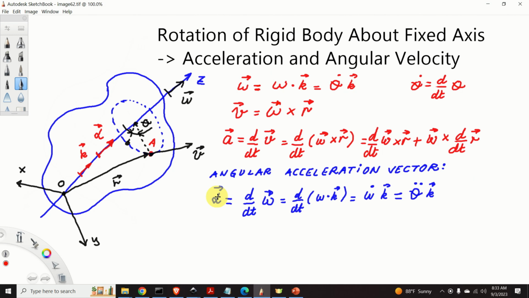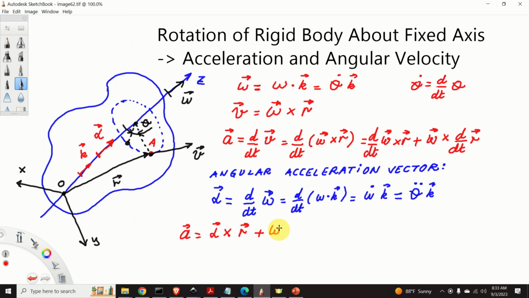Now, by substituting alpha in this expression, we can finally write our acceleration vector as follows. A is equal to, this part is obviously alpha cross r plus this term over here. However, let's analyze this term over here.